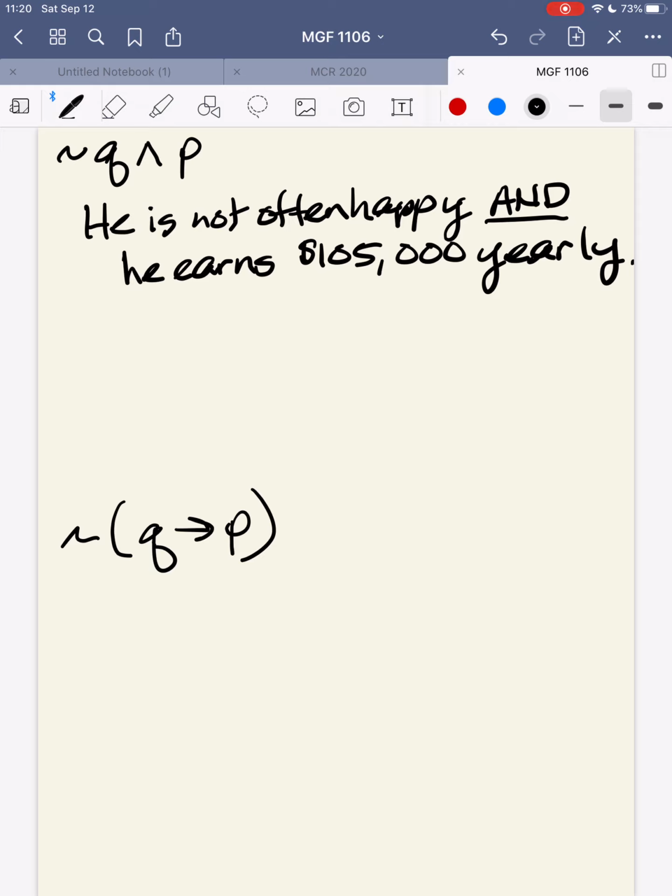All right, the last one, I invite you always to pause and try these if you want to. I'm going ahead and going through them, but you can always pause before I start working on these. And this one is grouped. This is an if-then statement in parentheses. So we're saying Q, if then P, or if Q, then P.